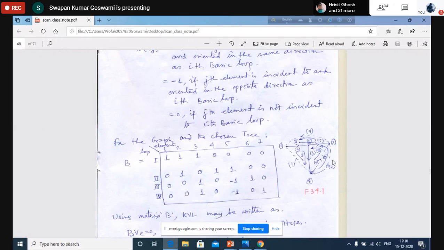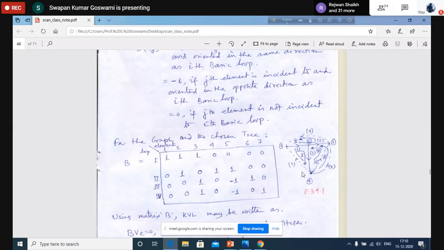Because of the basic loop, what is the rule we are following? The basic loops will have only one link. So this link along with this tree branch forms the first loop. This link along with this tree branch is the second loop. Similarly, this link along with these 2 tree branches falls in the third loop. Again, this link along with these 2 tree branches forms the fourth loop. So once the links are identified, automatically the loops are also identified. They are completely defined. There is no confusion. You need not make any extra effort to identify a loop.